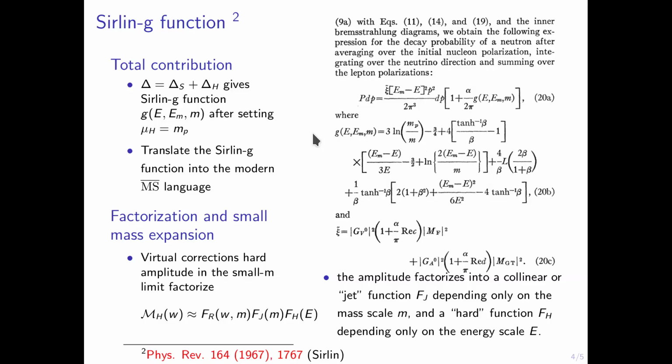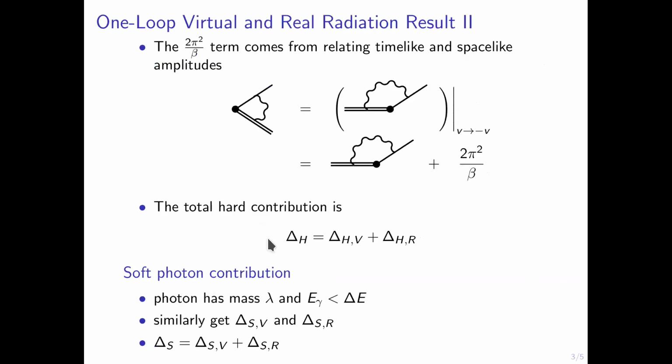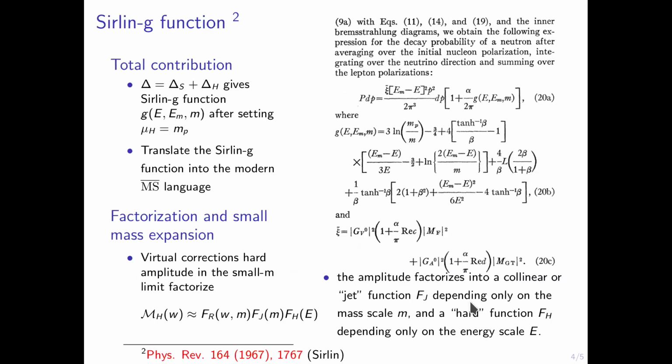Next I will talk about the virtual corrections in the small mass limit. There might be a typo here. It should be the hard differential cross section. Here I just use different notations: the MH here is the delta H. This is the original Sirlin g function from Sirlin's 1967 paper.